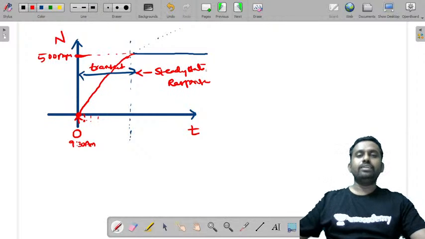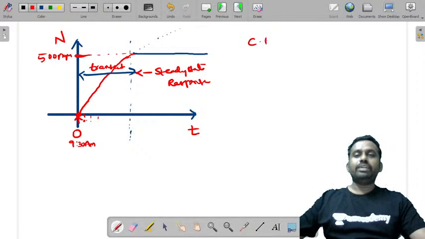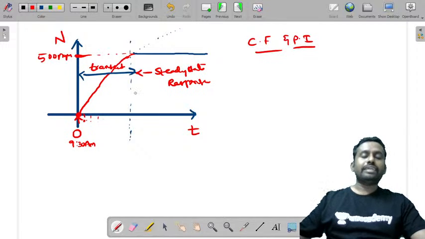So hope this is clear. You'll also come across something like complementary function and particular integral in your mathematics, which is one and the same as the transient and steady state responses.